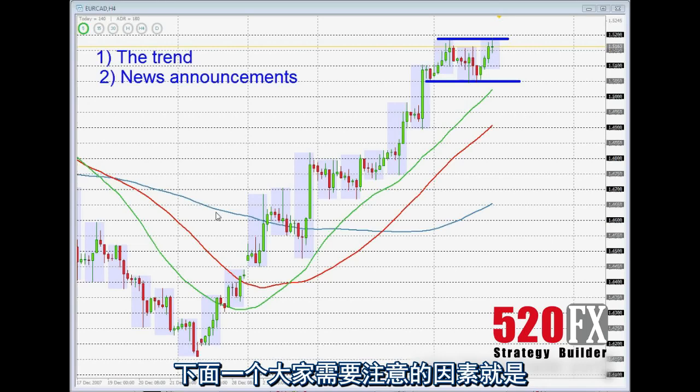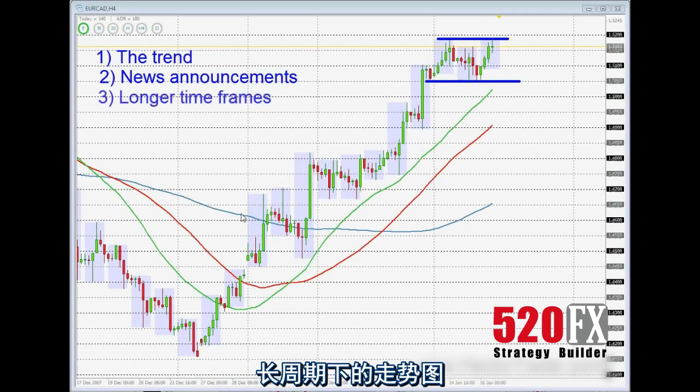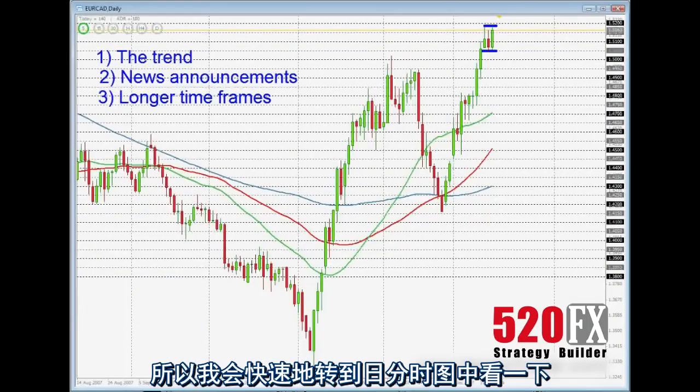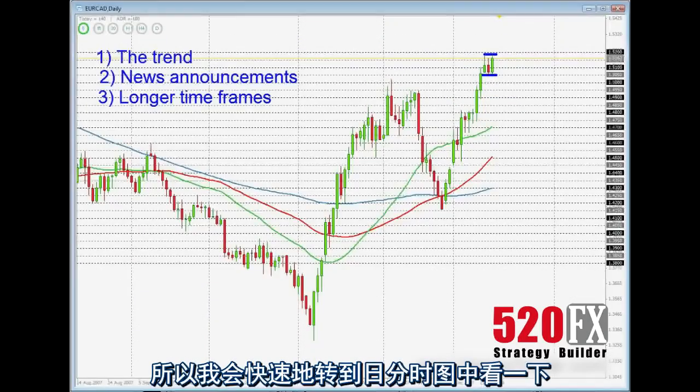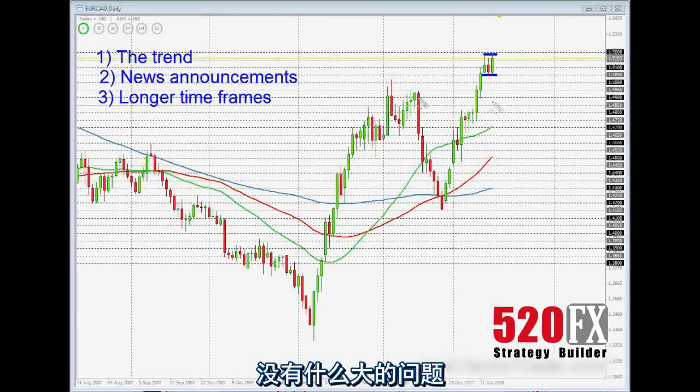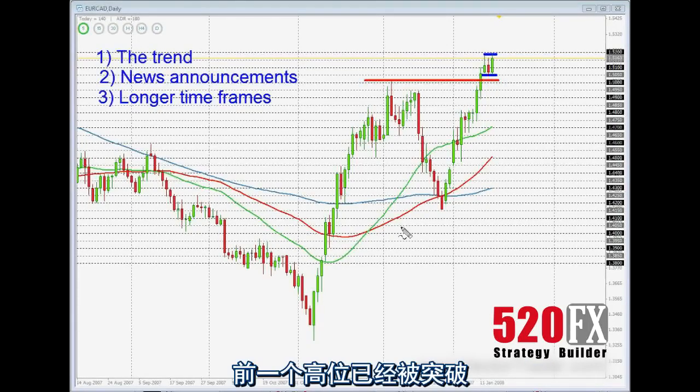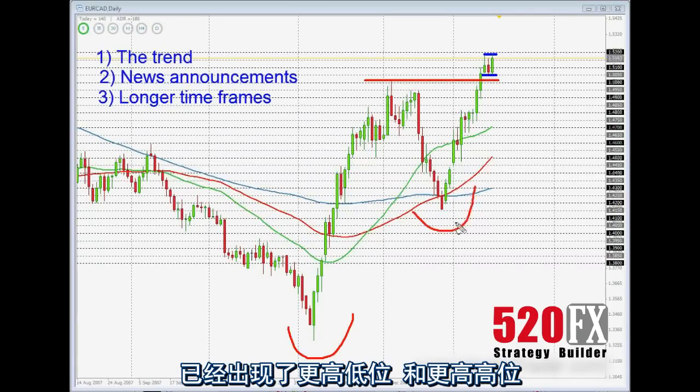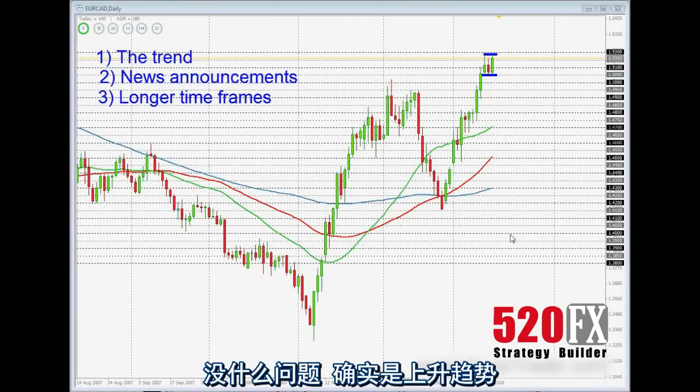Another element you always want to have a look at, as I explained before, is the longer time frames. What do they look like? In order to do that, I quickly have a look at my daily chart. Well, nothing really here. The previous low was broken. We're making higher lows, higher highs. So far so good, we are in an uptrend.